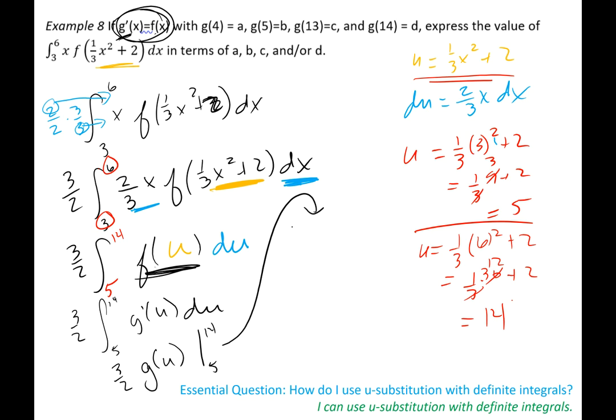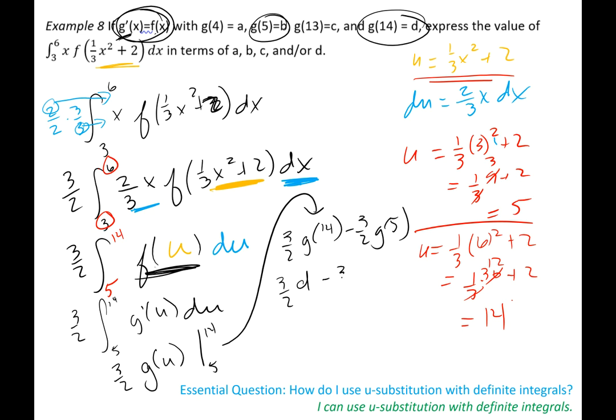I'm going to plug in. So 3/2 g of 14 minus 3/2 g of 5. Well, they tell me up here what g of 5 and g of 14 are as just variables instead of numbers. So we're going to put in their crazy variables. So 3/2 times d minus 3/2 times b. And then the way that Delta Math showed the answer was they pulled out the 3/2. So I've got d minus b.